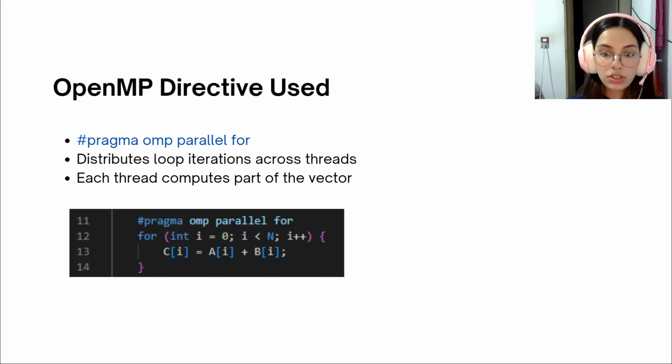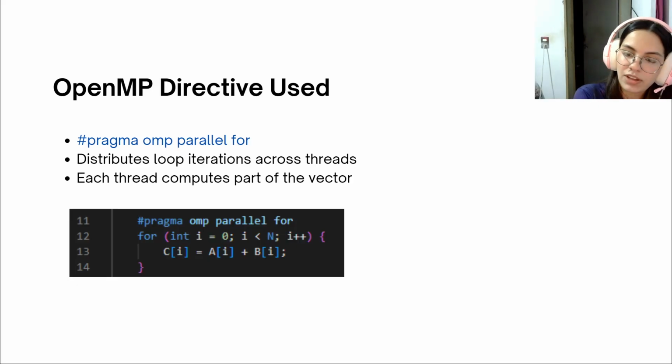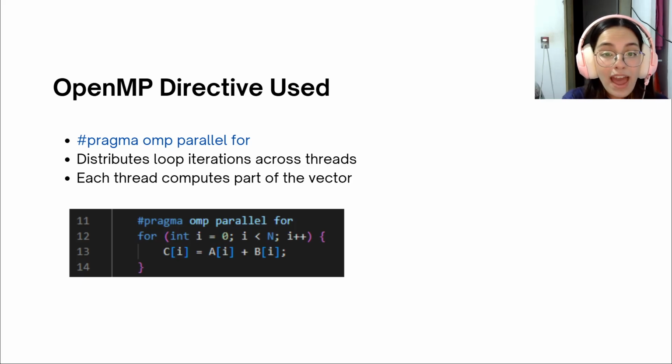Each thread executes a subset of the loop iterations. For example, one thread may compute the first half of the vector, while another computes the second half. Since each iteration writes to a different position of vector C, there is no interference between threads and no need for synchronization mechanisms like critical sections. After the parallel region finishes, the program continues normally and prints the result vector like in the sequential version. This makes the parallel version very similar to the sequential one, but more efficient for large inputs.